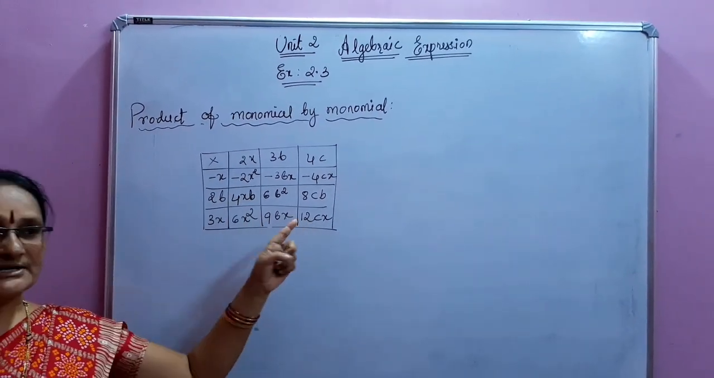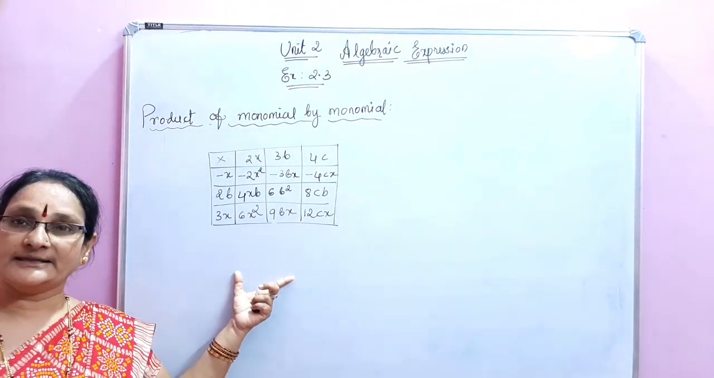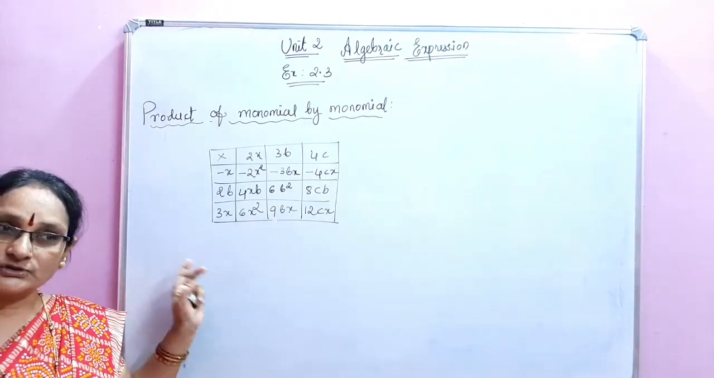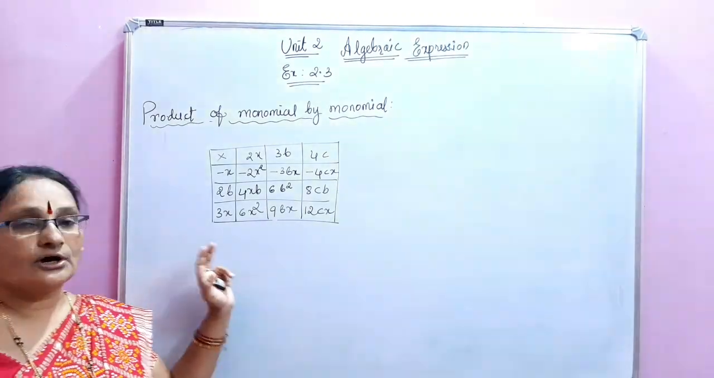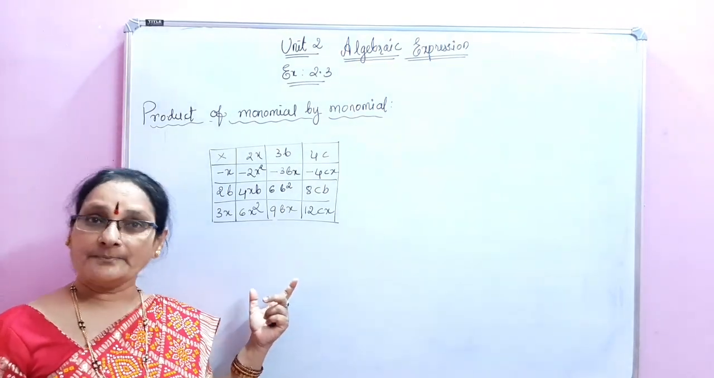This is what? Monomial by monomial. You are having the same kind of table in the exercise 2.3. You solve, so many are there. When you solve those things yourself, you will become perfect.